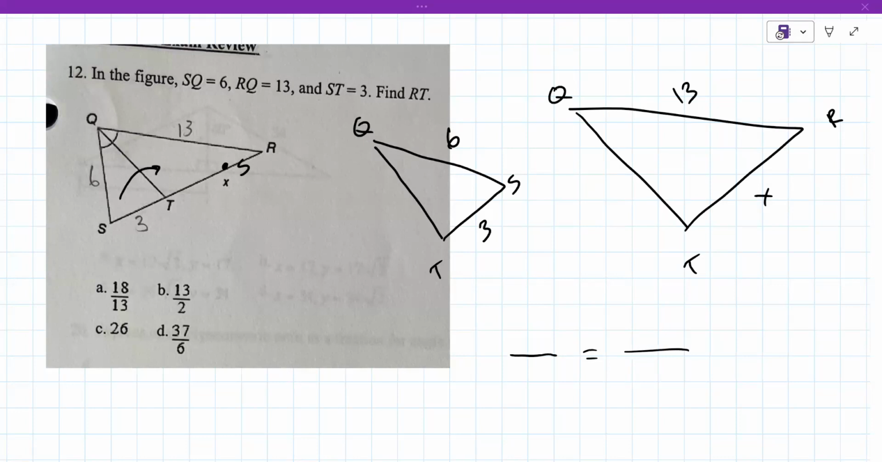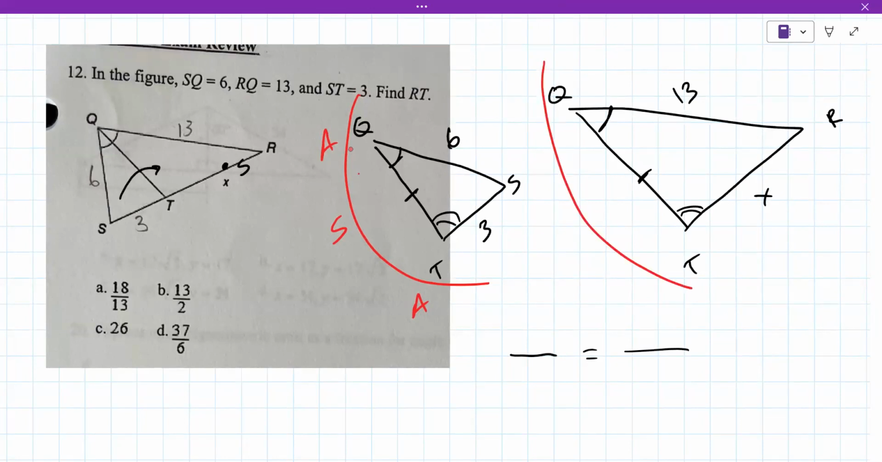And so does this mean that they're similar? They have to be. Yeah. So they're similar by angle, side, angle. Yeah, angle, side, angle. As you can see, Q and the T match up in both of them. How does the T match up? How is that the same angle?